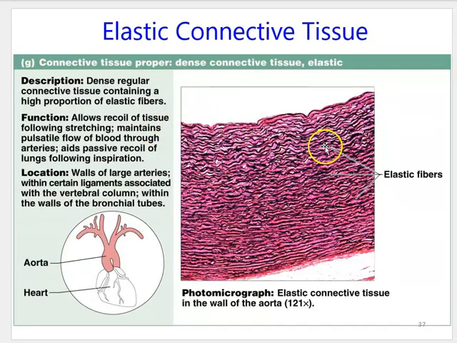And then elastic connective tissue is really distinctive because usually when we see it, it's relaxed and contracted, but it can be stretched and it will spring back. So yes, walls of arteries. I'm not sure off the top of my head where in the vertebral column we would see elastic connective tissue, but definitely arteries.